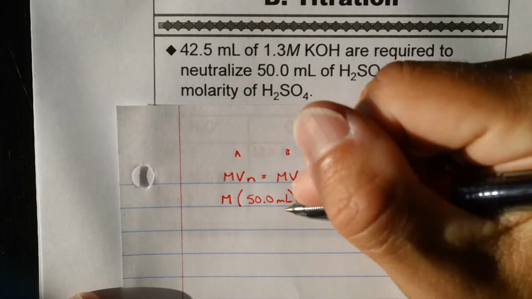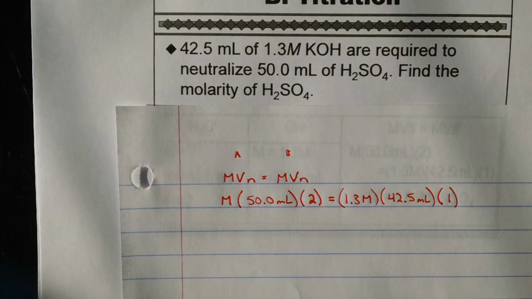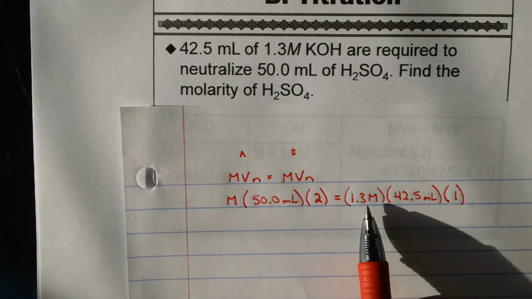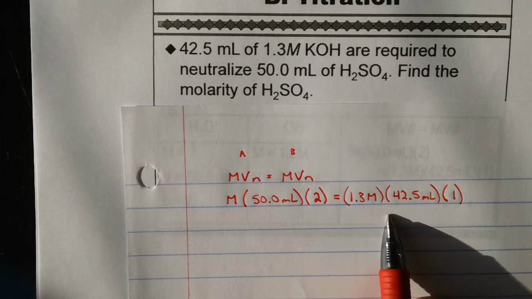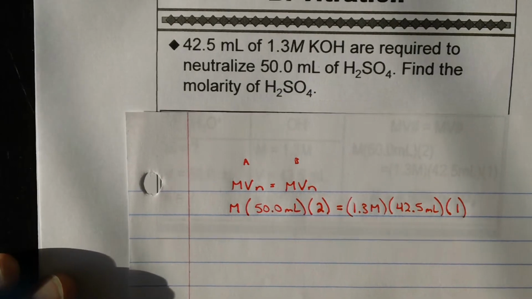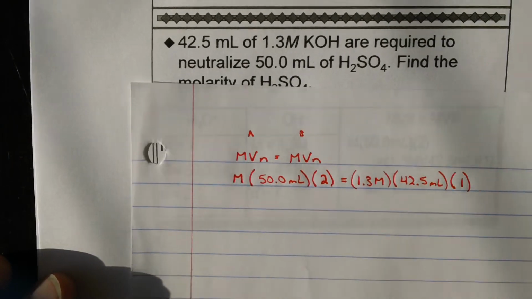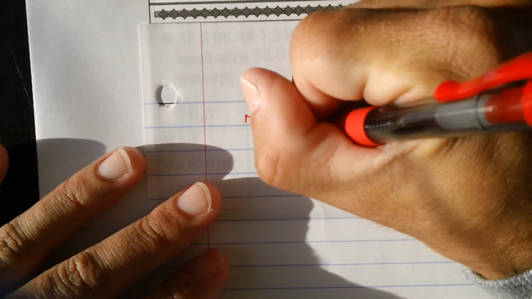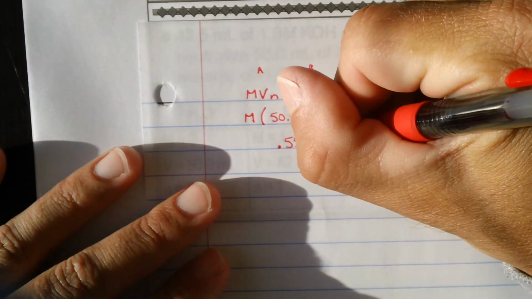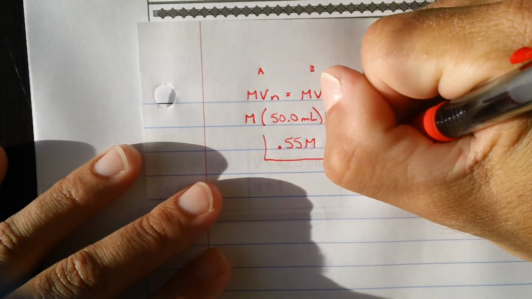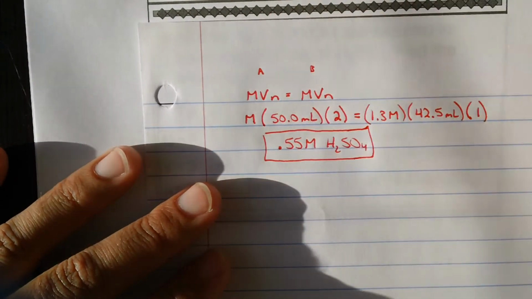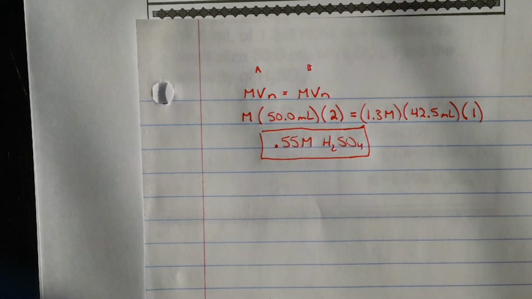And then we are plugging those values into our calculator. You multiply the side with numbers, 1.3 times 42.5 times 1, divided by 2, divided by 50. And when you do that, you get the molarity of the acid, I cheated, is 0.55 molar. That's the concentration of the H2SO4. Looks just like that.